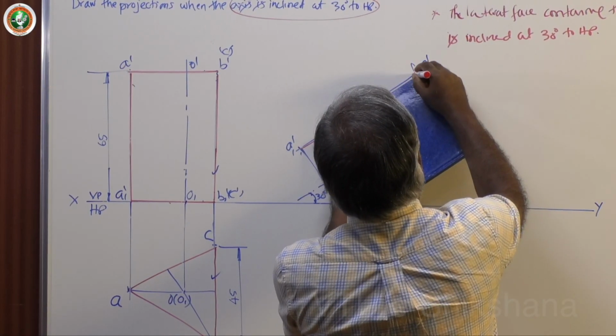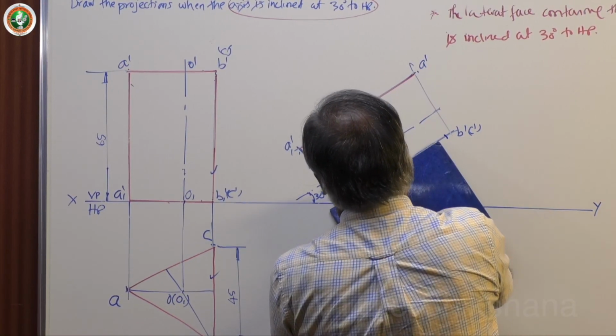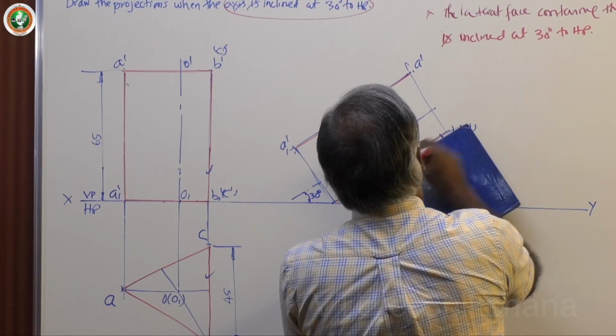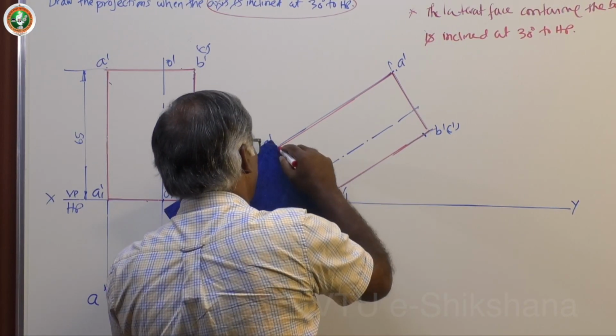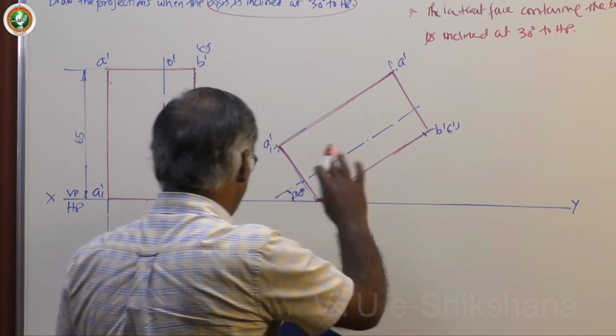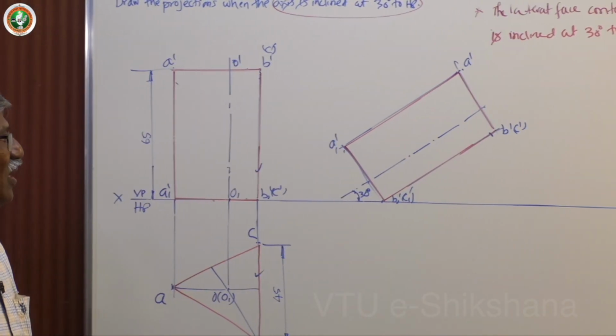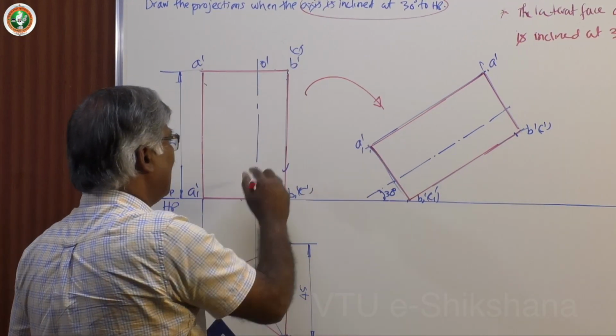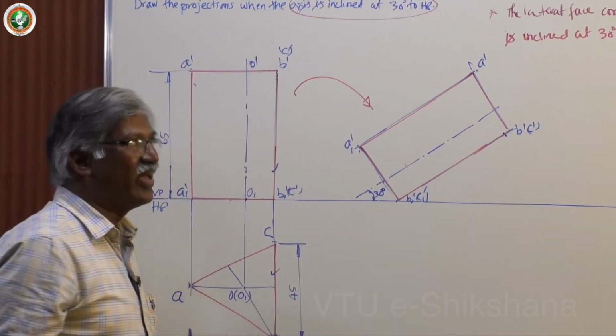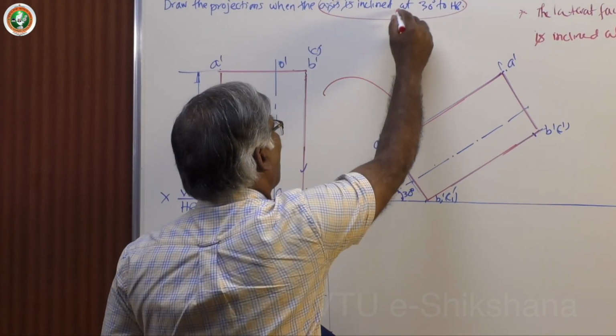So while drawing, you can do it because you know that it is all dark lines. Only the 30 degree line you must take light, all other lines will be dark. But carefully construct and do accordingly. So what I have done, I have redrawn this figure such that the axis is inclined at 30 degree to HP, because it is given here. I have satisfied this condition.